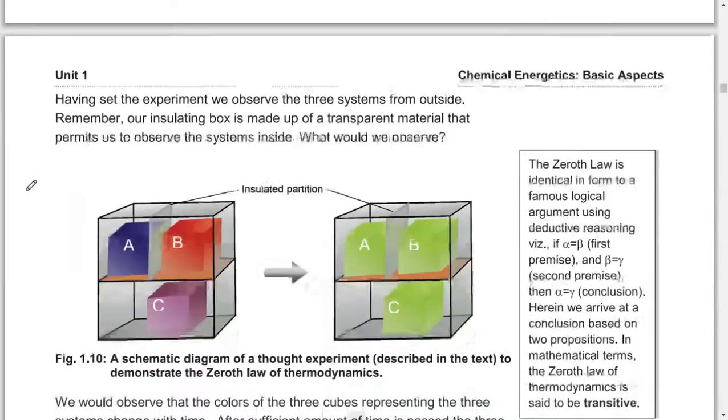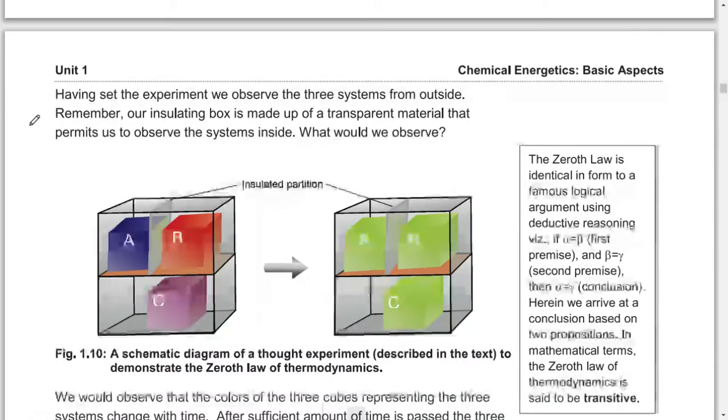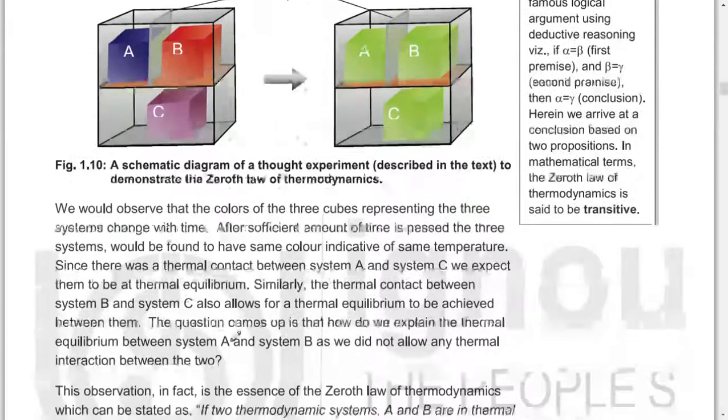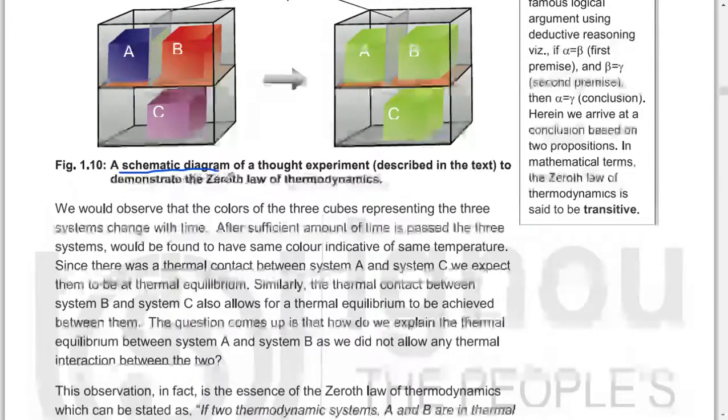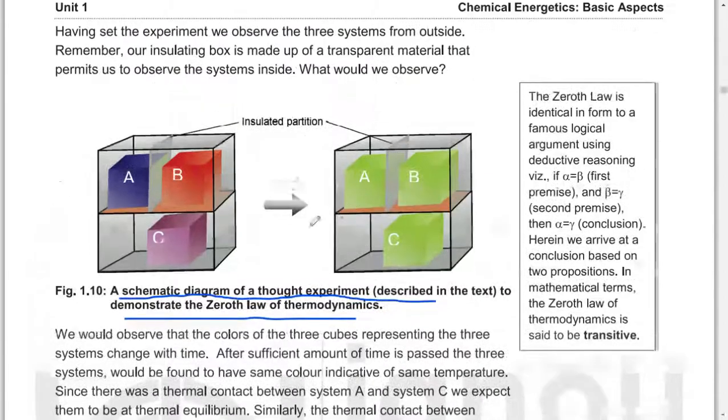Having set the experiment, we observe the three systems from outside. Remember, our insulating box is made up of a transparent material that permits us to observe the system inside. What would we observe? A schematic diagram of a thought experiment described in the text to demonstrate the zeroth law of thermodynamics. Insulated partition, A, B, C.